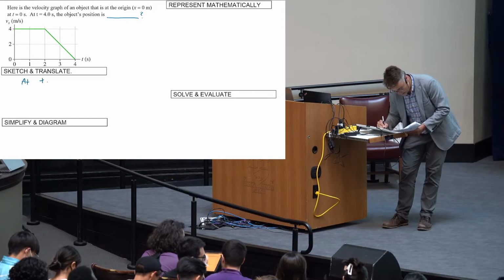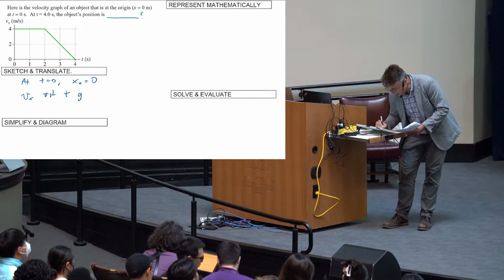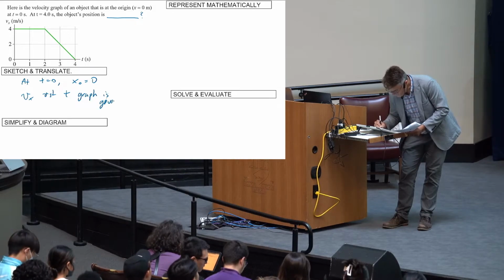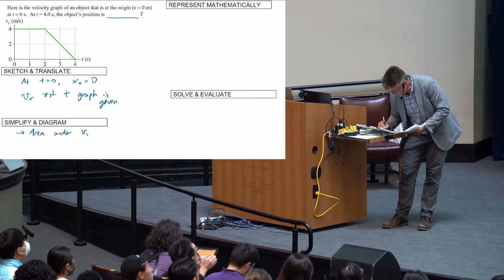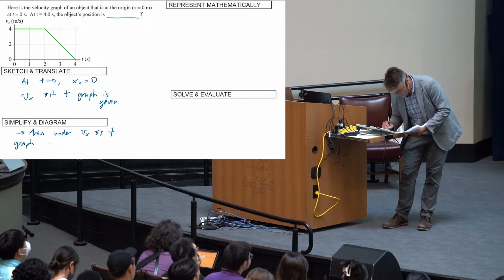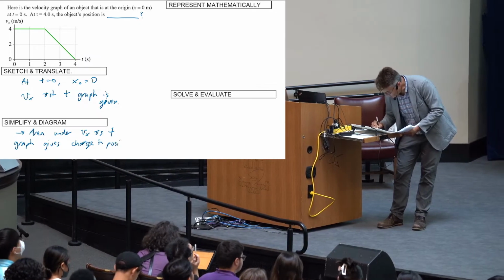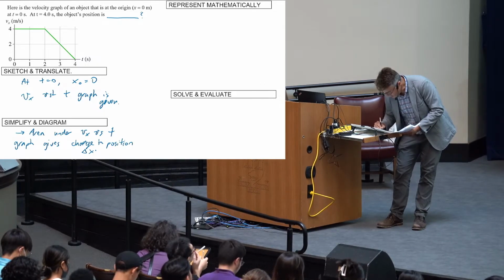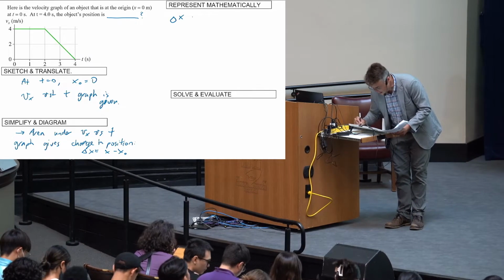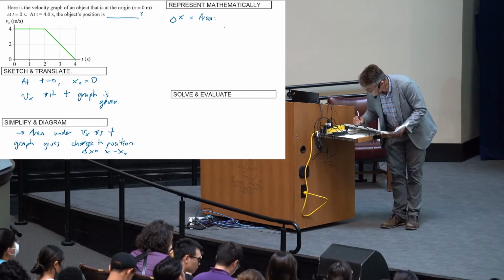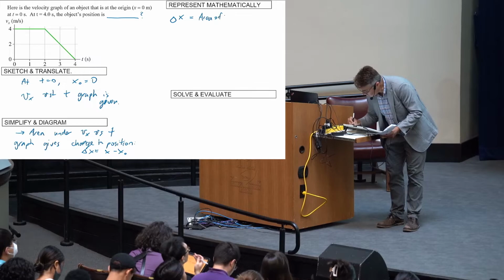At t equals 0, x0 equals 0. And the Vx versus t graph is given. Okay? So I'm sort of organizing my thoughts here. And then I remember from the notes that the area under the Vx versus t graph gives the change in position. So that's going to be your whole key here. Delta x is equal to x final minus x0. So delta x is equal to some area. What's the area? It's just going to be the area of that shape.